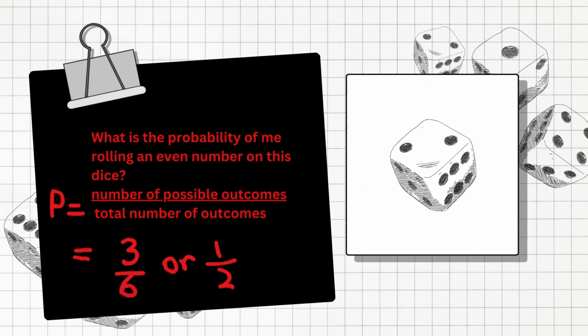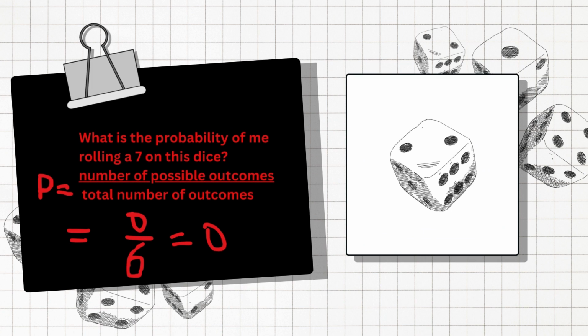Now, what is the probability of me rolling an even number on the dice? The total number of outcomes still remains 6, and the number of possible outcomes is 3 because we have 3 even numbers. So the probability of rolling an even number on this dice is 3/6, which is also the same thing as 1/2.